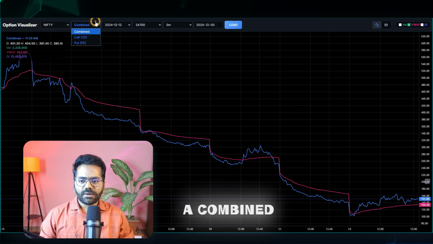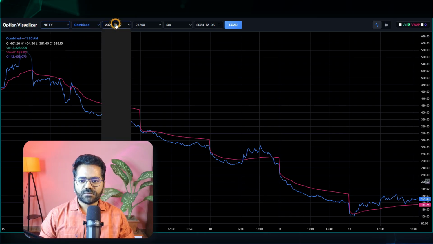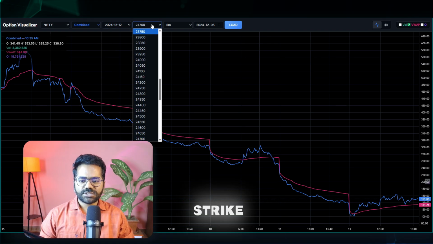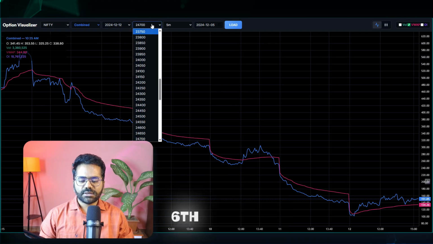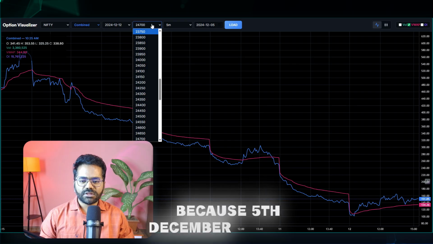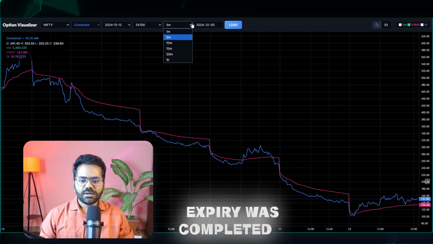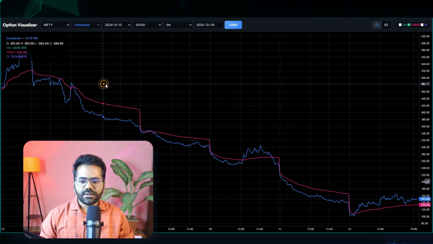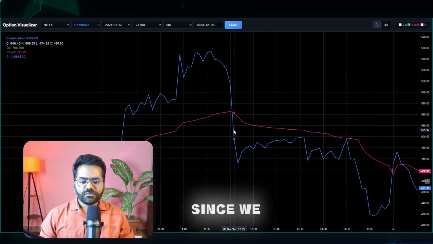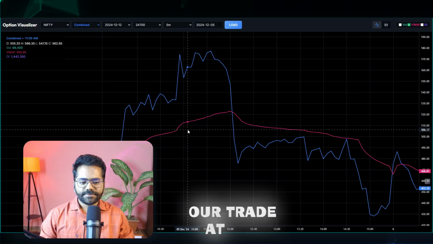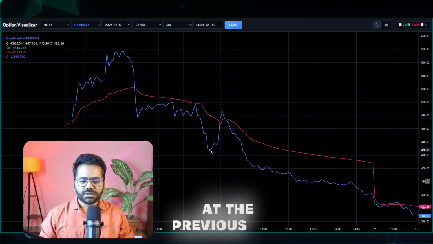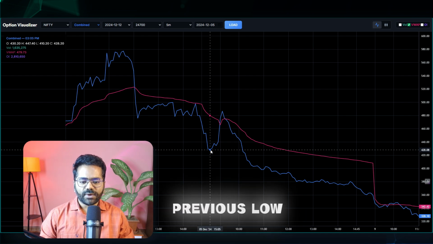So here we have a combined premium on Nifty. 12th December is the expiry. 24,700 is the ATM strike at 9:20 on 6th December, because on 5th December the previous expiry was completed. 5-minute time frame, and on this chart I have a VWAP indicator. Since we are starting our trade on 6th December, 6th December is starting from here. So first thing we need to do is look at the previous low value. So this is the previous low value.